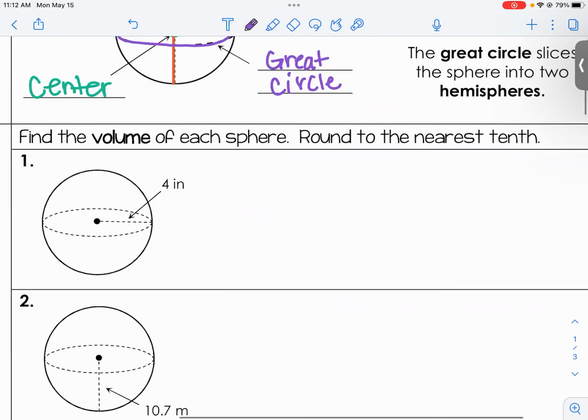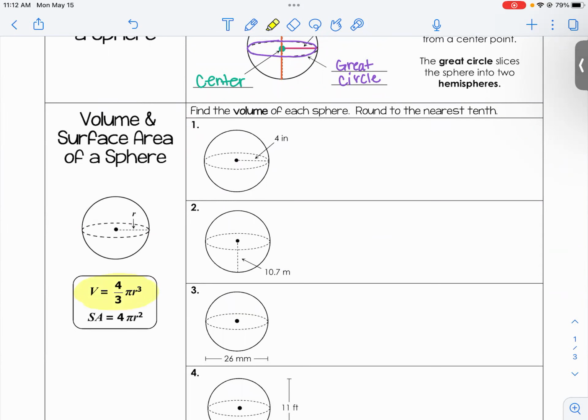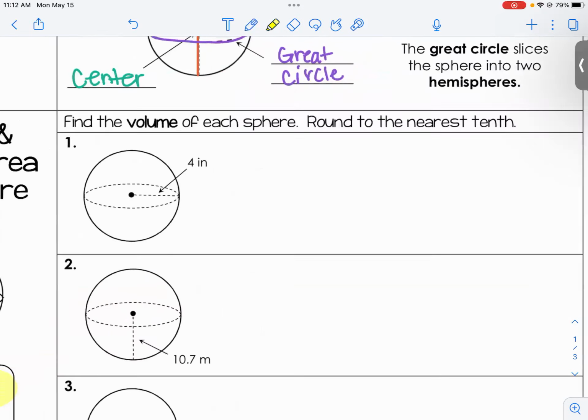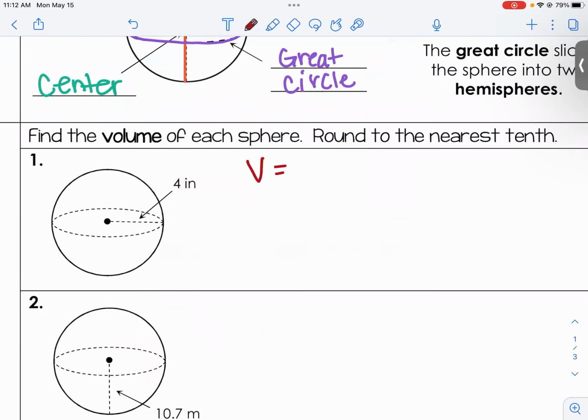Brady, stop talking. Okay, so the volume, here's our last formula, and this was on your warm-up today. Here's our new formula: 4/3 pi r cubed. Come to number 1, and I want you to write volume equals 4/3 pi r cubed. Everybody write it.